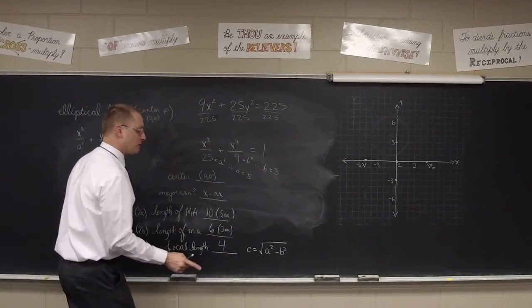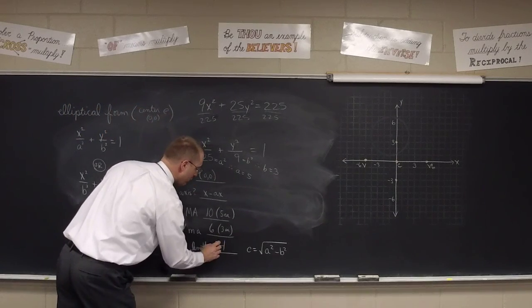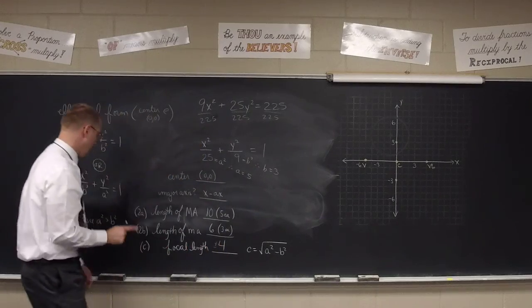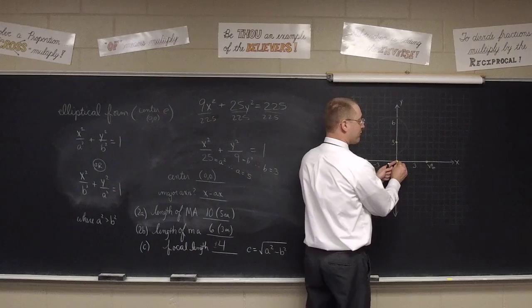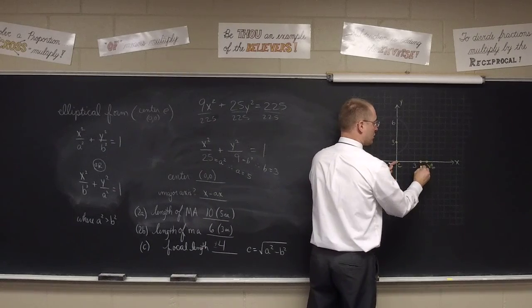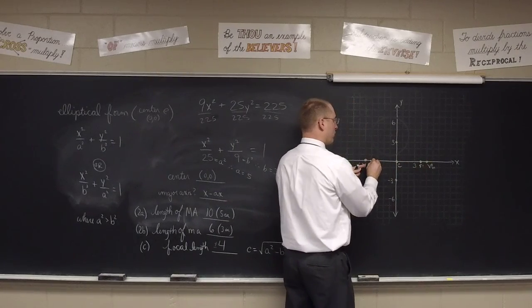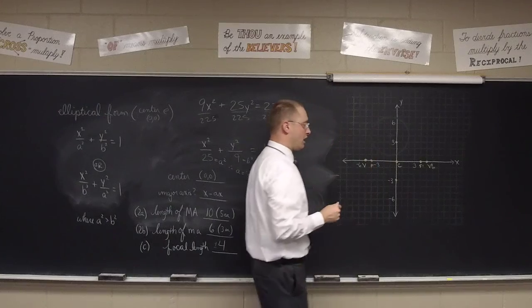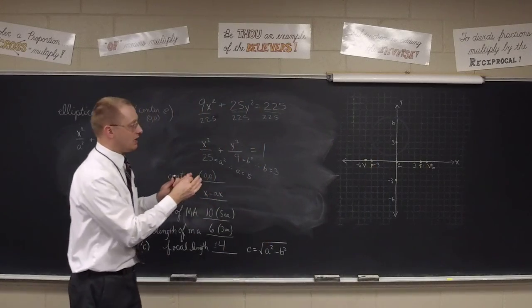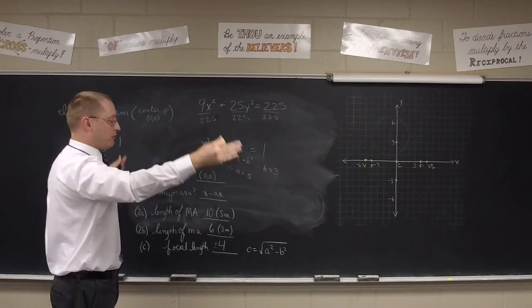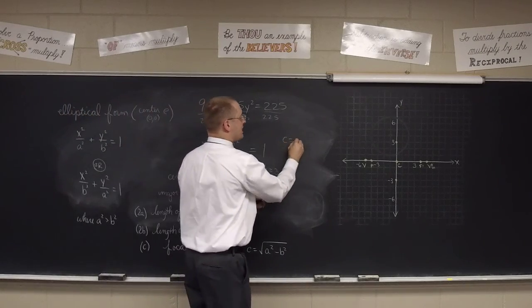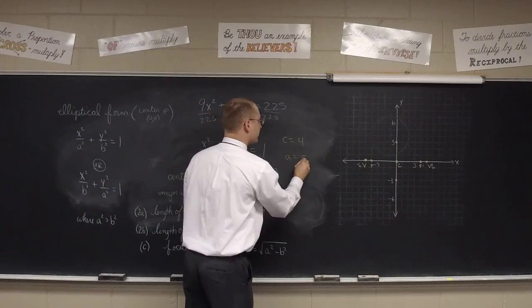Now you could argue because of the square root, positive and negative 4. You don't necessarily have to write it, but it is in fact positive and negative 4. From the center, you go out 4 to one focus, and over 4 the other direction to the other focus. So there's our two foci. Now notice, the foci go out 4, the vertices extend out 5. So C is 4, A is 5.